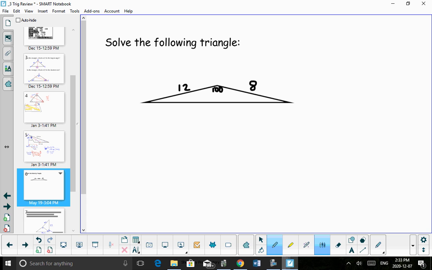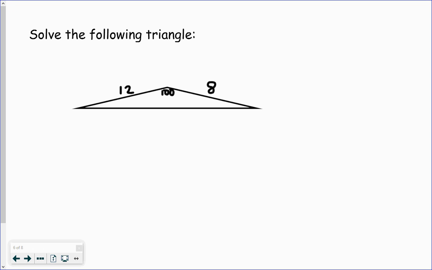Okay, so on this question, it says solve the following triangle. In class, we talked about what that means. Notice all I've given you is three numbers there, 12, 8, and 100 degrees. What you need to know here is that every triangle has three corners and three sides. What trigonometry allows us to do is give you any three of those, and then you can find the other three. So when the question just says solve, what it's actually asking you to do is find the missing three things.